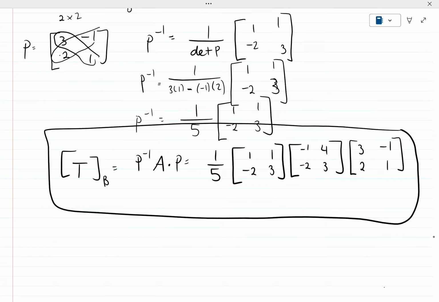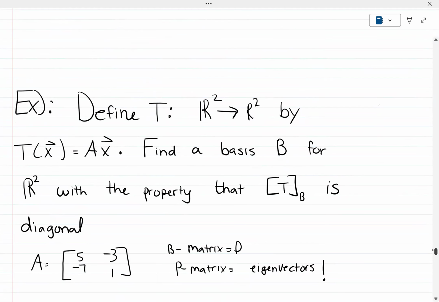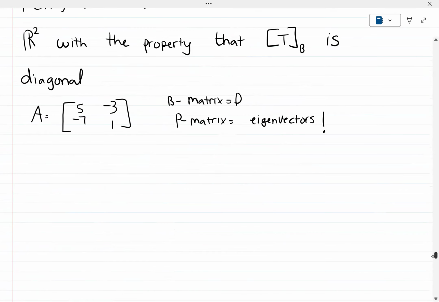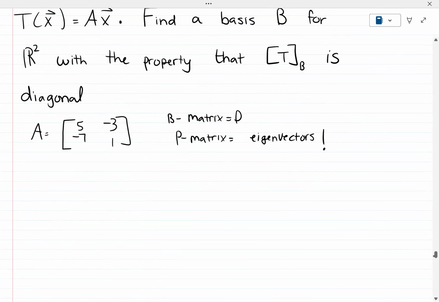Okay, let's do another one. So let's do this example. It says define T from R2 to R2 by T of X equals AX. Find a basis B for R squared with the property that T_B is diagonal. So we're given this A matrix, this 2 by 2, which is 5, -7, -3, 1. B matrix is D, and the P matrix is the eigenvector.